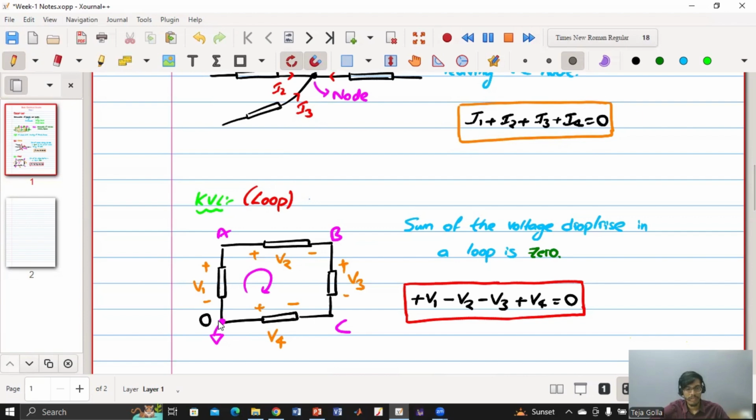So once we are traversing through this loop, from O to A, it is a rise in the potential, so plus. From here to here, it is a decrease in the potential, so minus. Again, from here to here, it is a decrease in the potential, so minus. And from here to here, again there is an increment in the potential, so plus.